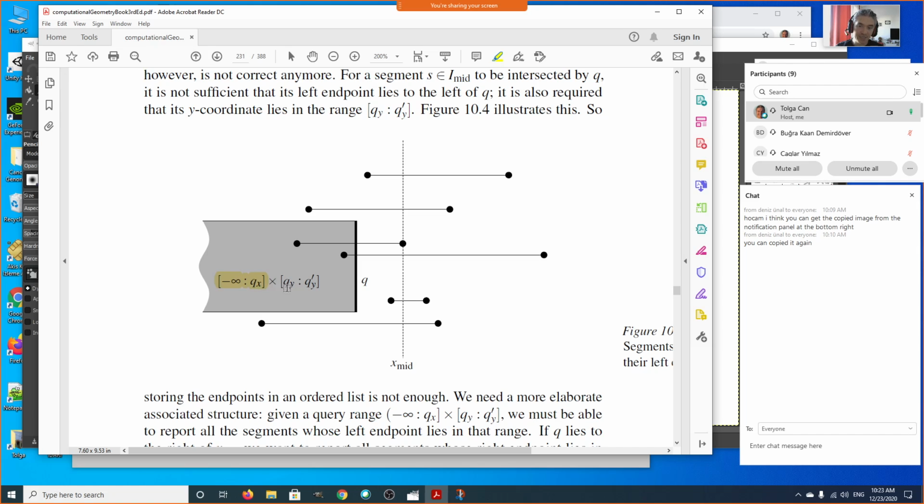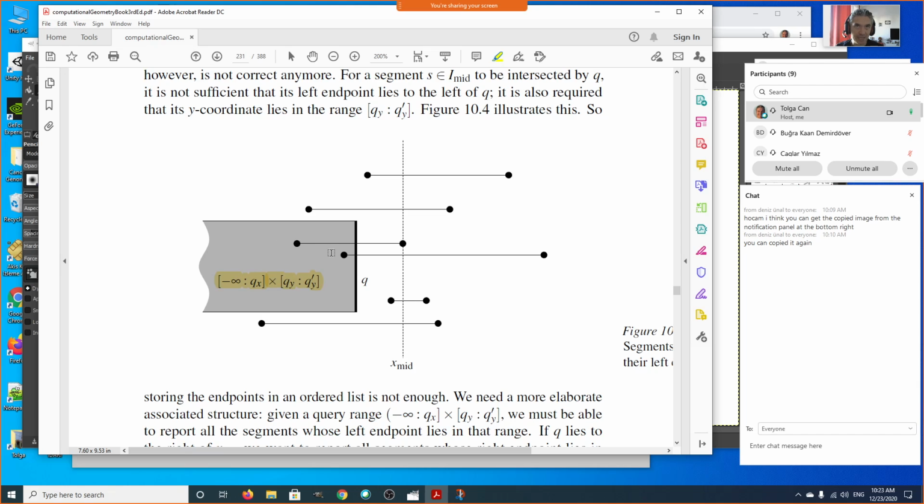Now, in order to extend it to the original 2D version, we need to also take this qy prime into account. And if you look at this query, it becomes like a 2D range query, because we're now just looking for left endpoints. By the way, this is like the left boundary of our bounding box. These are actually points that are outside the bounding box. All right.